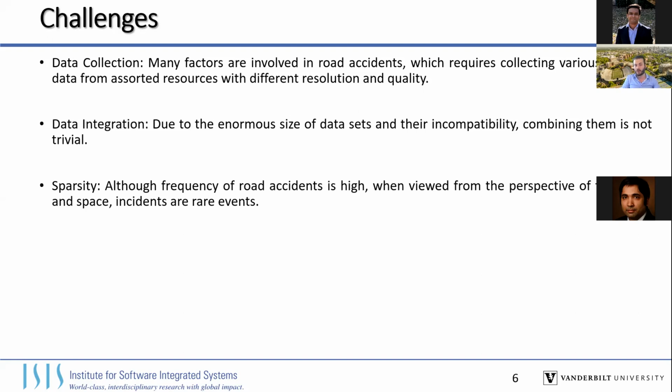Although the frequency of road accidents is high when viewed from the perspective of total time and space, incidents are very rare. So for example, if I ask you what would be the chance of an accident in a roadway segment close to your home in the next hour or so, your answer will possibly be 0 or close to 0. But if you look at the data, you will see, for example, 10 accidents happen in your neighborhood in the last month. So it depends on the resolution that you're looking at. Sparsity can be a huge problem.